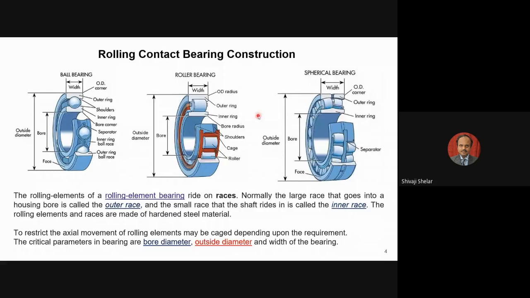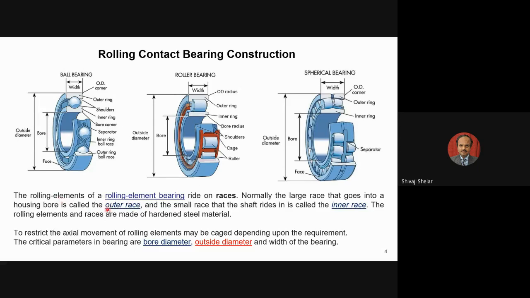Spherical roller means what? Here the surface is straight, but now here the surface is not straight. The surface is of a curved nature, that is, a convex surface will be there. It has a length like this roller, but it has a curvature here. So you can say this is double row. Depending upon the capacity, you can have single row or double row, and accordingly the width will be changing.